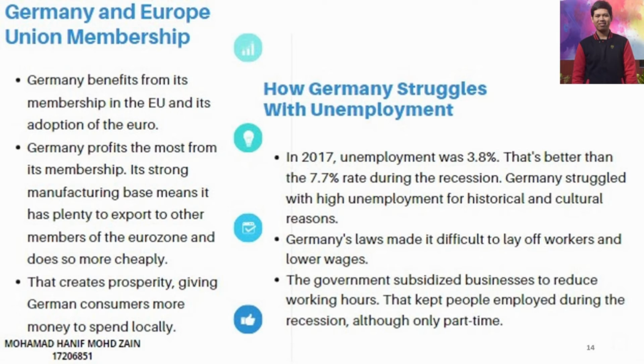How Germany struggled with unemployment. In 2017, unemployment was 3.8%, better than the 7.7% rate during recessions. Germany struggled with high unemployment for historical and cultural reasons. First, German law made it difficult to lay off workers and lower wages. Second, the unification of East and West Germans after the fall of the Berlin Wall heightened unemployment.